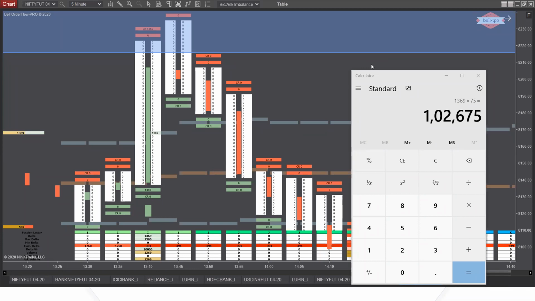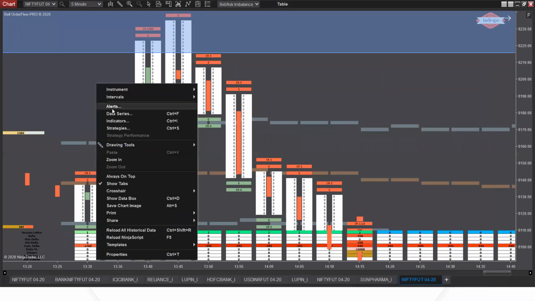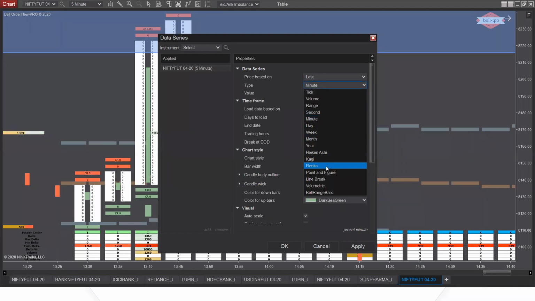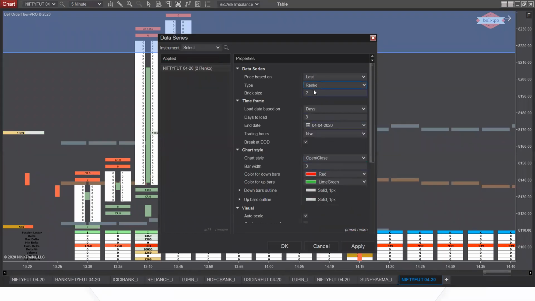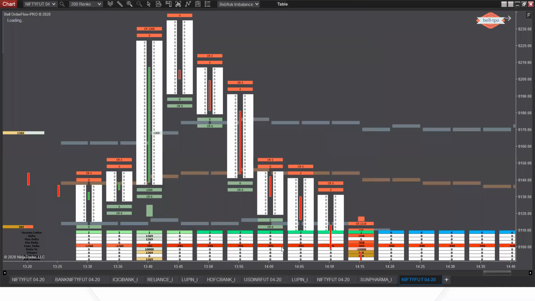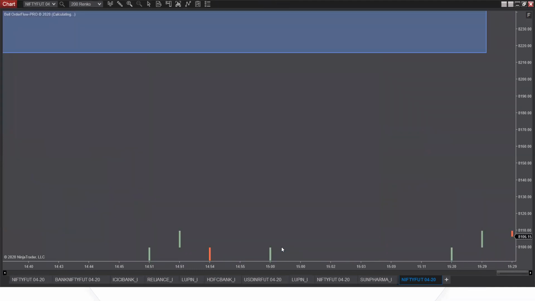Can I use a similar analysis in Heikin-Ashi candles? Again, a valid question. Yes, you can use it in Heikin-Ashi candles, and not only that: you can go to the data series and use this setup on any kind of chart. You can run it on something like point and figure, or on Renko bars. Let me put in a 200-bar Renko and see. You can even run it on range bars, so any kind of bar setup.